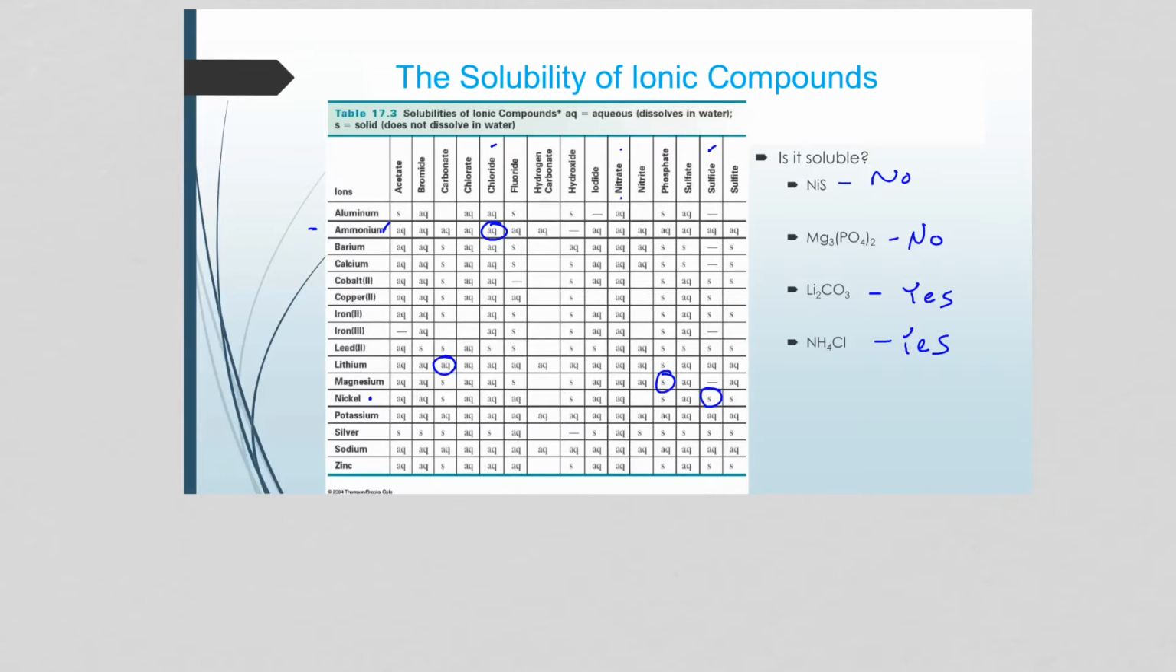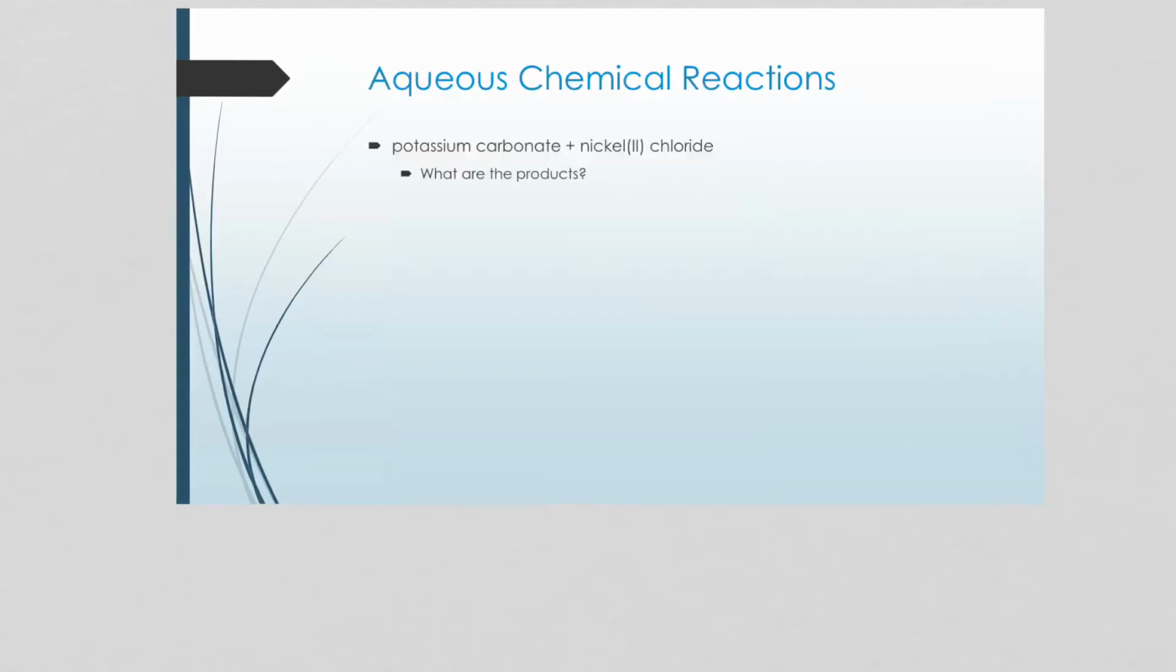Okay, so when do these become useful? Well, let's look at a reaction. Let's say that I am reacting two solutions. One, a solution of potassium carbonate, and a solution of nickel(II) chloride. So these are the two things I'm going to combine, and I want to know, what are the products of this reaction? Well, before we do anything, let's figure out what these materials are.